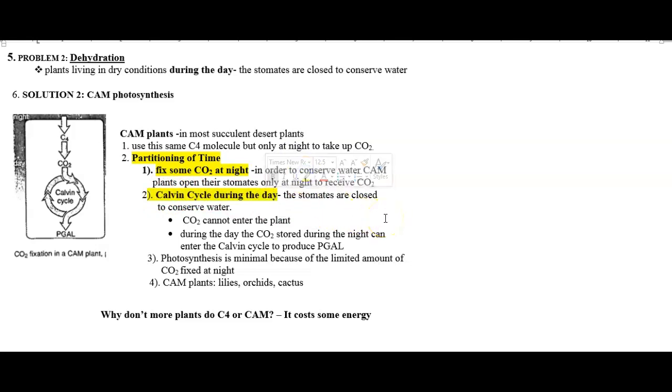So during the day, no carbon dioxide can enter. During the day, they're going to use the carbon dioxide that was stored during the night to go into the Calvin cycle, and then they're going to produce PGAL. Two PGALs, they're going to make a sugar. It's not going to have a lot of photosynthesis because of the limited amount of carbon dioxide that's fixed. Some examples: lilies, orchids, cacti.